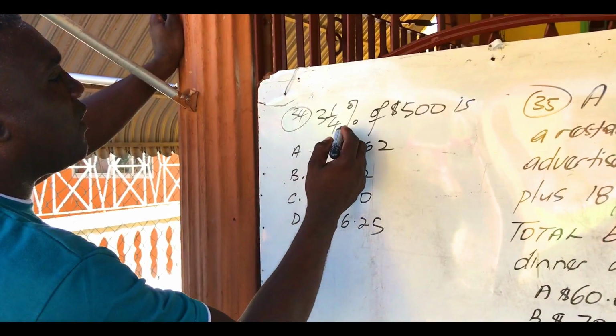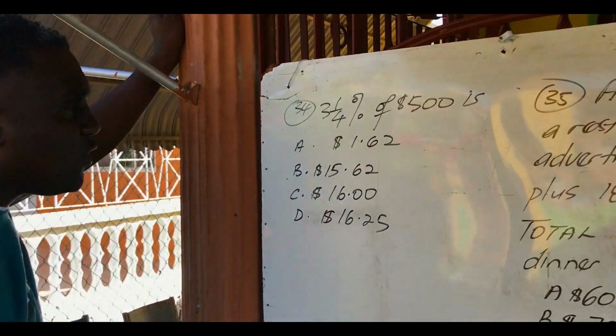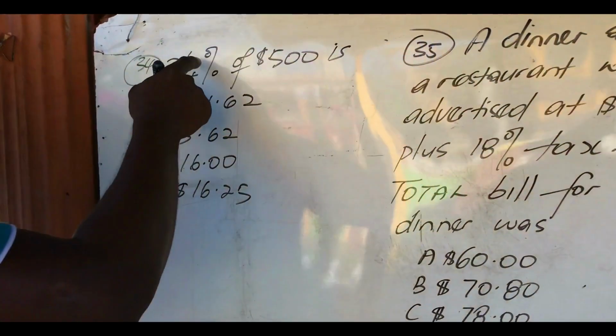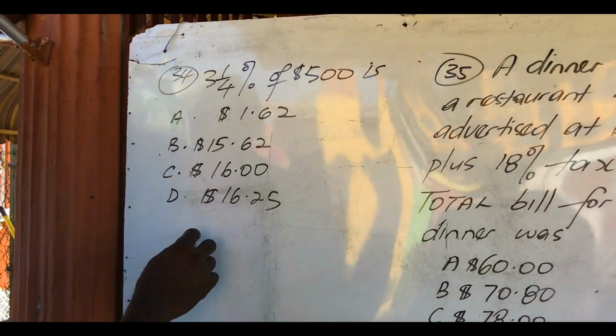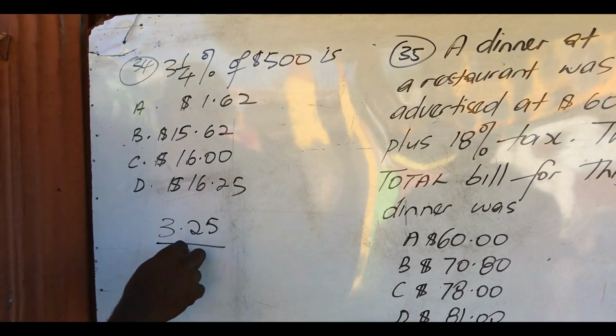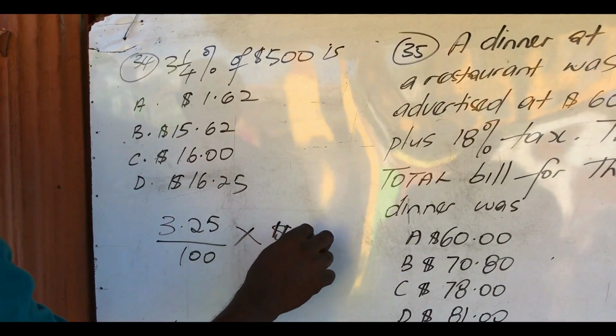Now here we have 3.25% of $500 is. So what we need to do is to find 3.25% of $500. Now if you remember that a quarter is the same thing as 0.25, then we can simply write this as 3.25. Percent means out of 100, so I divide here by 100. Of in maths means to multiply by the $500.